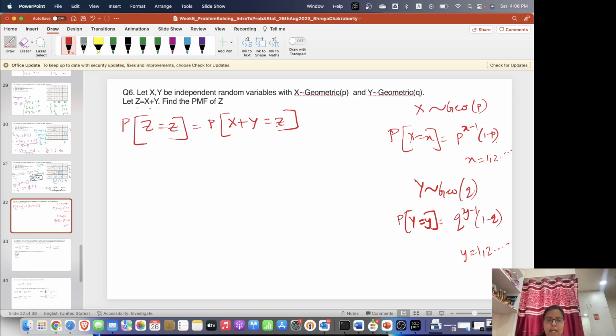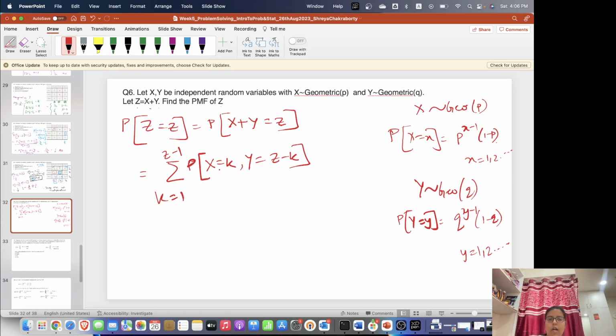So x plus y equal to z, small z, let's say. This one we can write as summation. Let us fix x at k. So y should be z minus k, and k can take values from 1 to z minus 1, because if k is z minus 1, then y would have been 1. x plus y equal to z is satisfied.